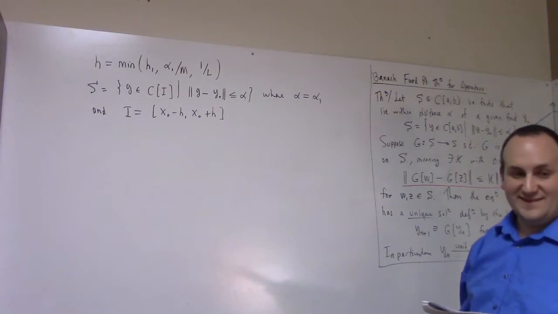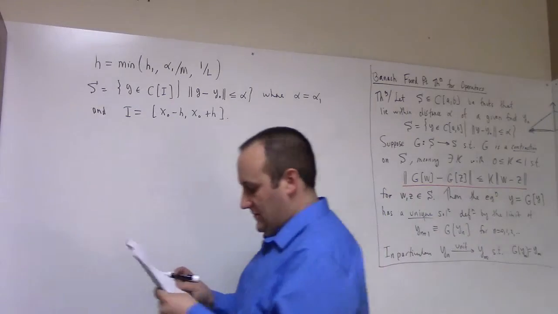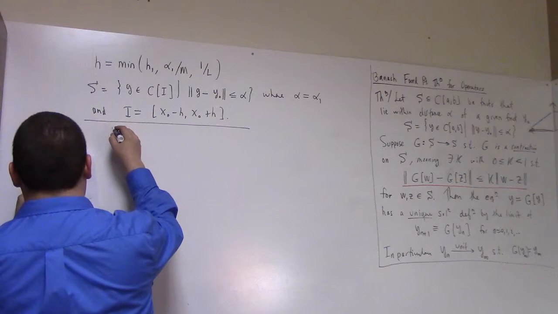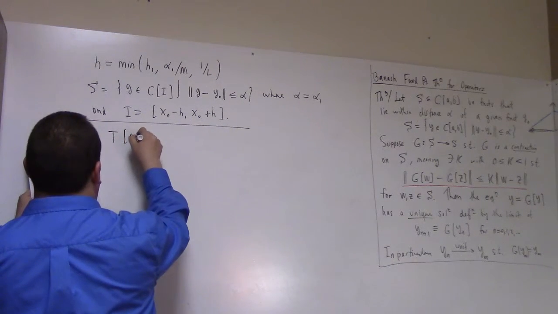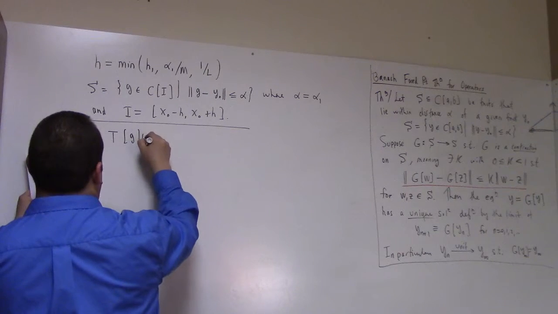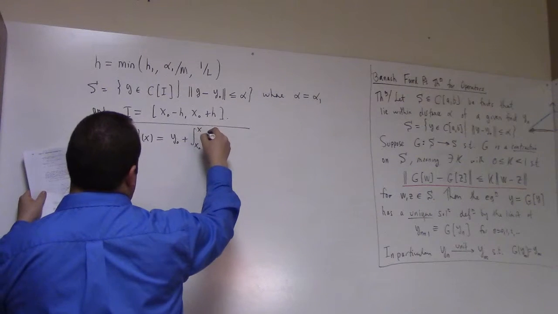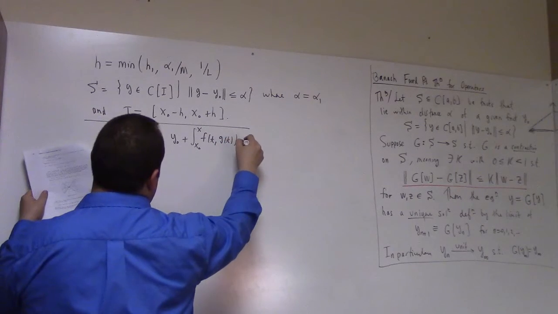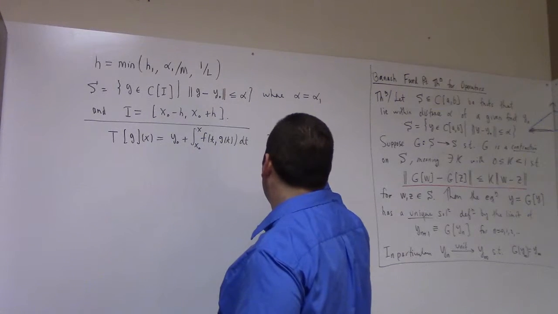All right, now we can finally see if T is indeed a contraction map. Let's do it. So first of all, does T map S into S? He says clearly T of g of x is a continuous function. Well, what is T of g of x? Let me just write that again so we have it in front of us. T of g of x is equal to y naught plus the integral from x naught to x of f of t, g of t, dt.